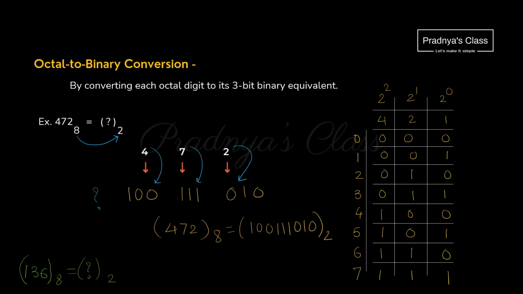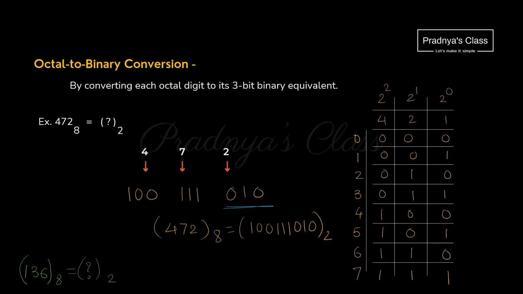Let's understand. We know the positional weight of the binary number system. It starts with 2 to the power 0, then 2 to the power 1 and 2 to the power 2. Why are we taking only 3 bits? Because 3 bits are sufficient to represent the octal number system. In the octal number system, there are a total of 8 digits, and 2 to the power 3 means 8. So 3 bits are sufficient.